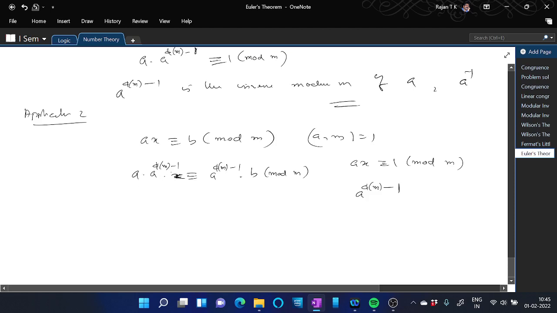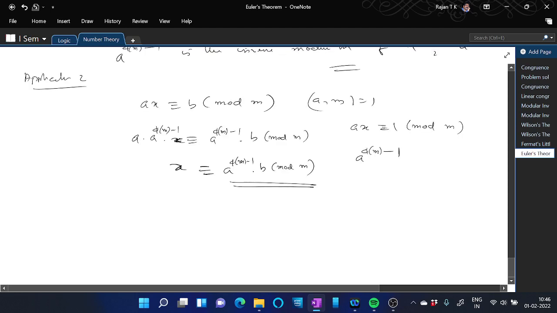Multiplying this by a raised to phi(m) minus 1, that is, x is congruent to a raised to phi(m) minus 1 times b mod m. So a linear congruence can also be solved by using Euler's theorem, by multiplying by a raised to phi(m) minus 1. The solution to ax congruent to b mod m is a raised to phi(m) minus 1 times b, the residue of a raised to phi(m) minus 1 times b modulo m.